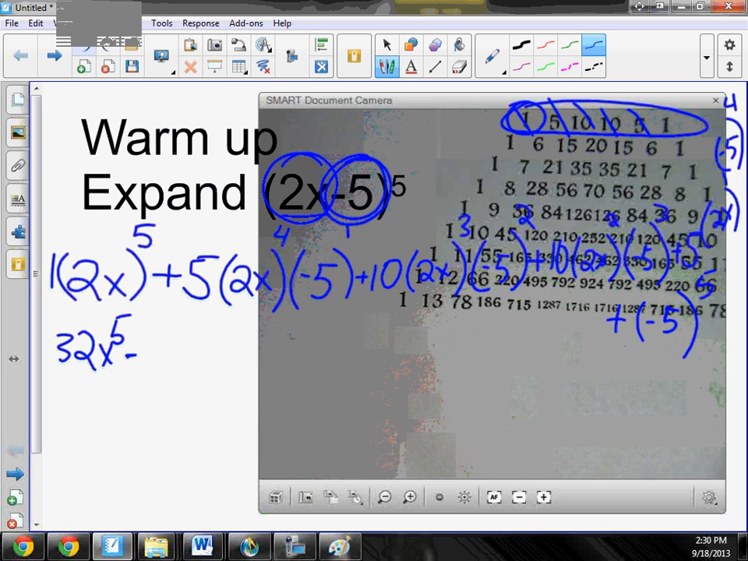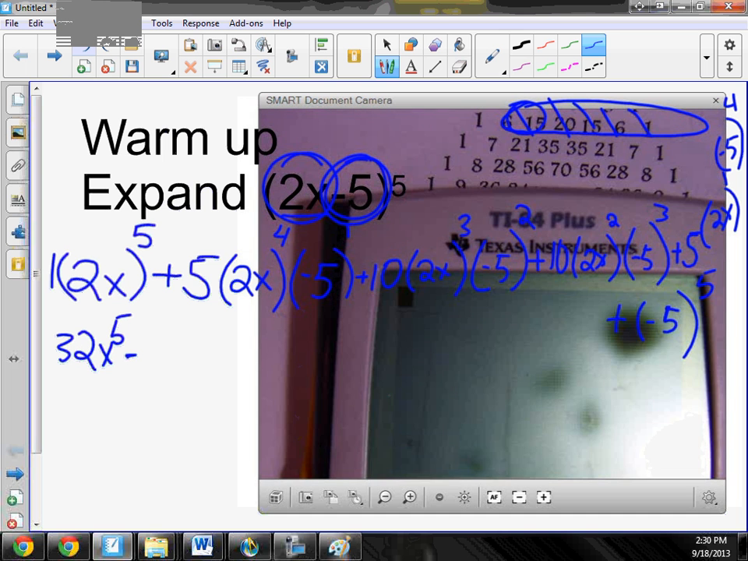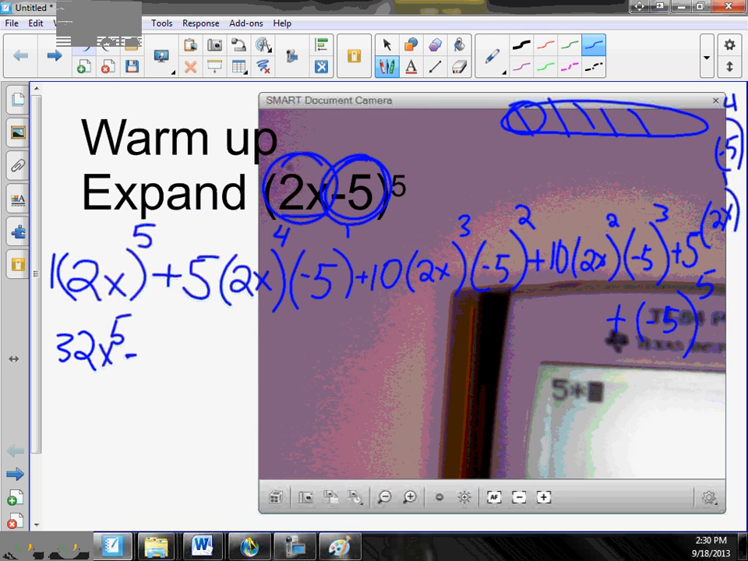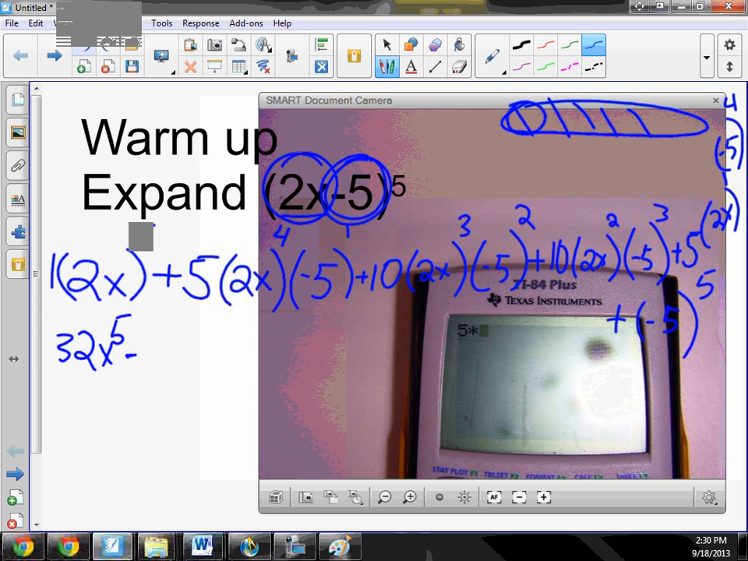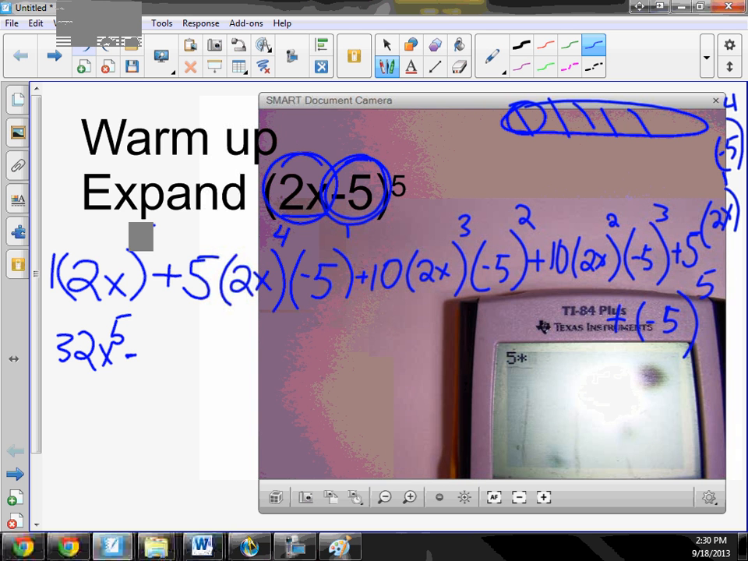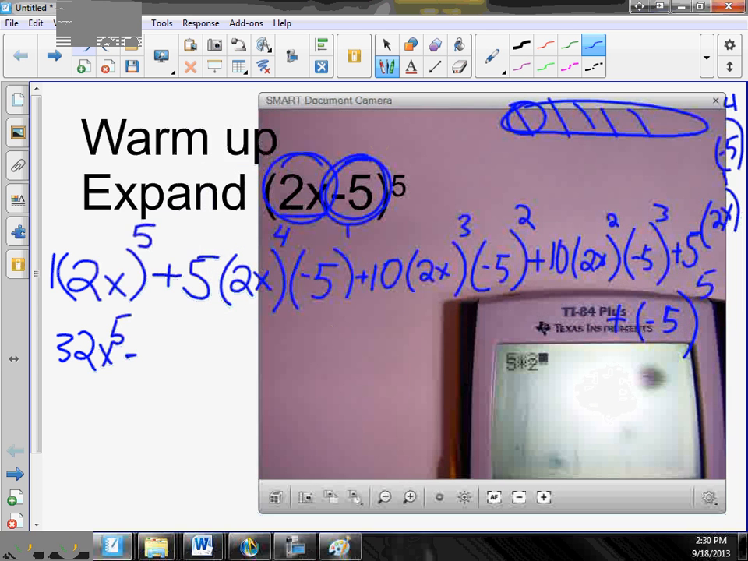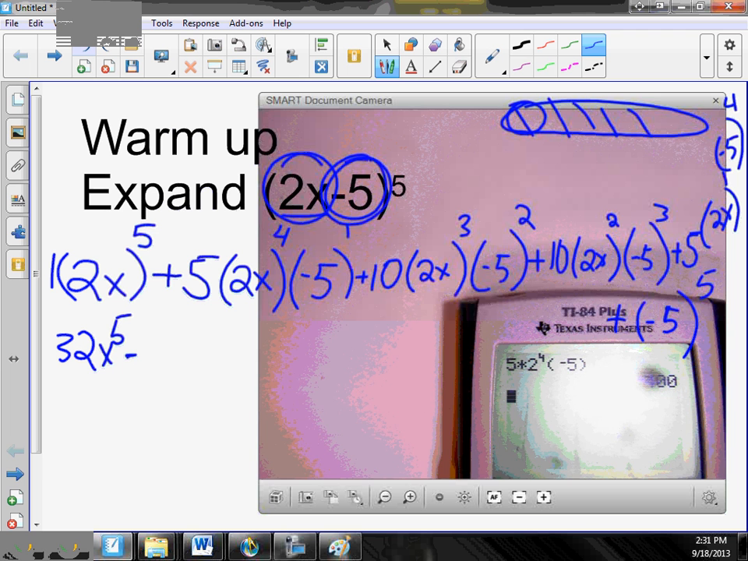So 5 times, let's get rid of that altogether. We don't need that anymore. Okay, 5 times 2 to the 4th, and then you always want to put your negatives in parentheses. That says negative 400. So negative 400x to the 4th.